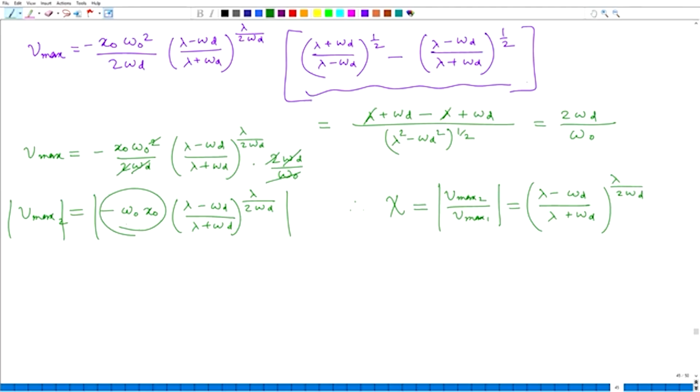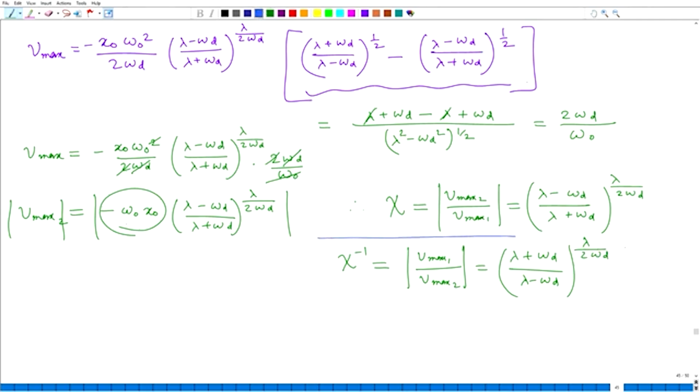Of course, we can also say what will be the ratio inverse, which will be V max 1 by V max 2, that will be simply (lambda plus omega d) by (lambda minus omega d) whole to the lambda by 2 omega d, okay. So, finally, you will have an interesting answer, okay, for our problem. Now, we will do something, we will try to find this result in different limits, okay.